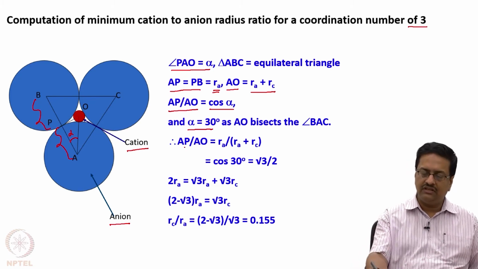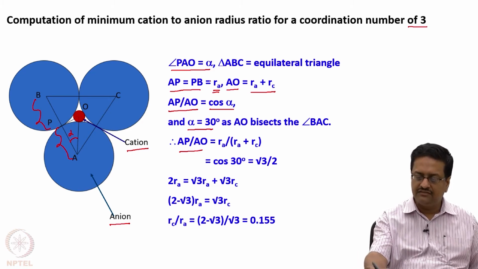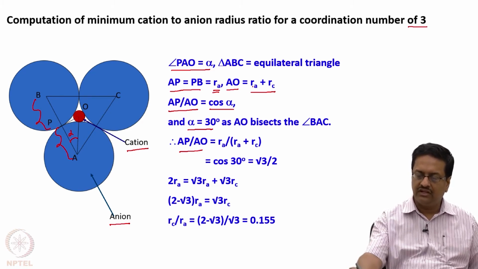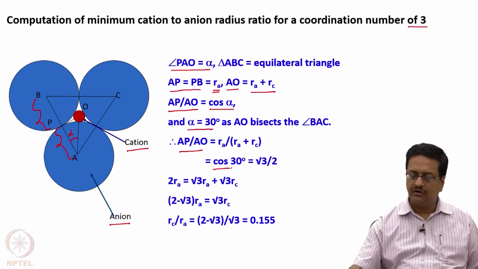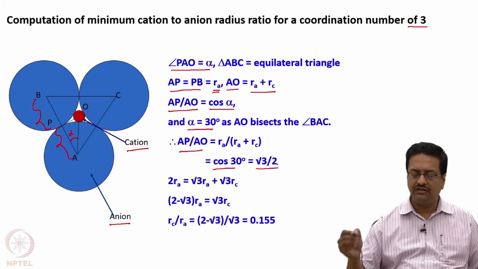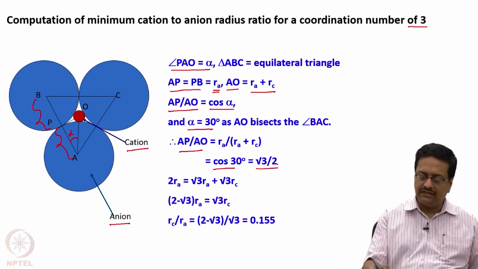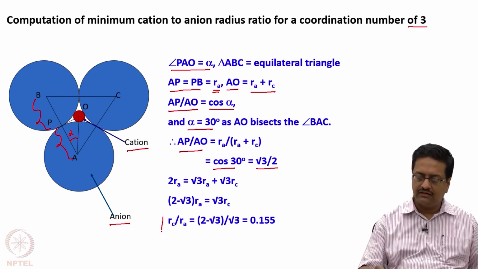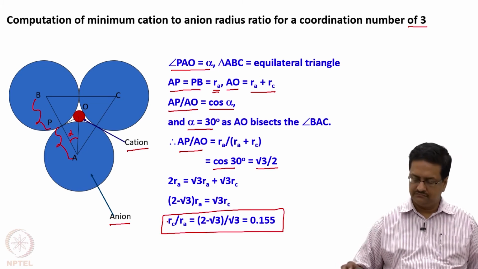So AP by AO equals RA over RA plus RC, which is again equal to cos 30 degrees, which means root 3 by 2. Then if we simplify this, we can calculate the ideal radius ratio for coordination number 3.